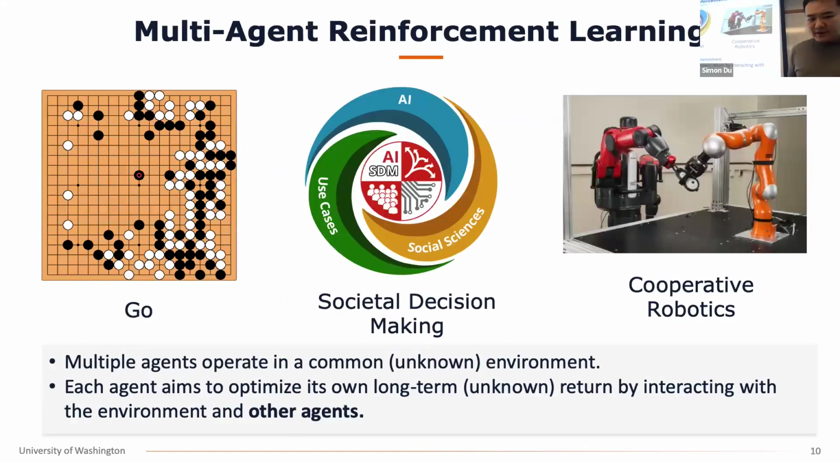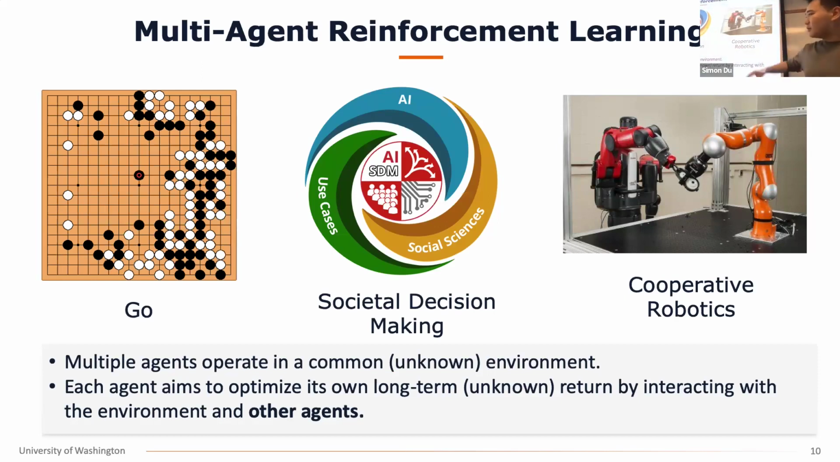All right, so the main topic today I want to talk about is multi-agent reinforcement learning. It's becoming more and more popular nowadays. We can model competitive games like Go, cooperative robots, and in our AI-SDM Institute, it naturally models a lot of applications for societal decision-making problems.